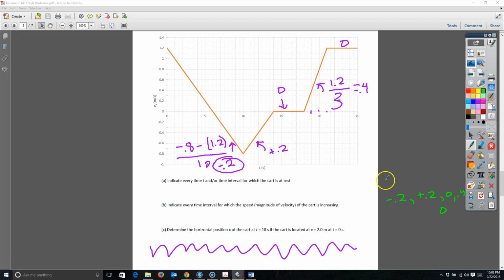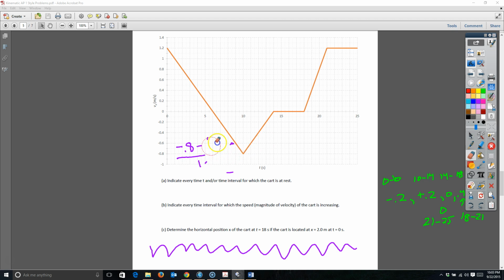This one goes all the way up to 10 seconds from 0 to 10. This little portion here will go from 10 all the way over to 14. The 0 goes from 14 all the way over to 18. This 0.4 goes from 18 over to 21, so 18 to 21, and then finally at the top we're just going to do 21 all the way over through 25. So now that we have all our points, I'm going to erase all this stuff and go ahead and move to the next part.